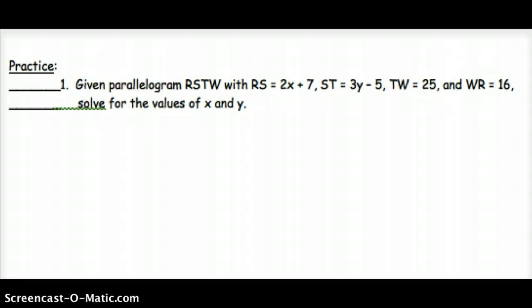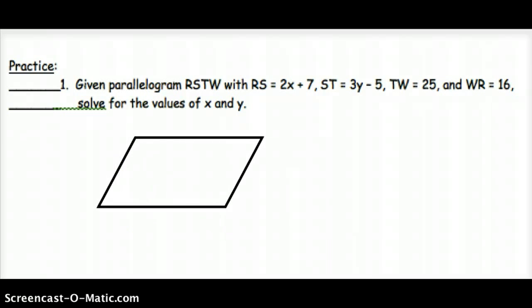We have a given parallelogram RSTW with RS, okay, let's stop there for a minute and just draw in your parallelogram. So draw the picture, and we're going to label it. So we're going to bring the letters around. So R, then S, then T, then W. You can go clockwise, you can go counterclockwise, it doesn't matter. I could go this way, RSTW, as long as you go in order. Okay, so I always go top left and move around, so that's the way I'm going to keep it.